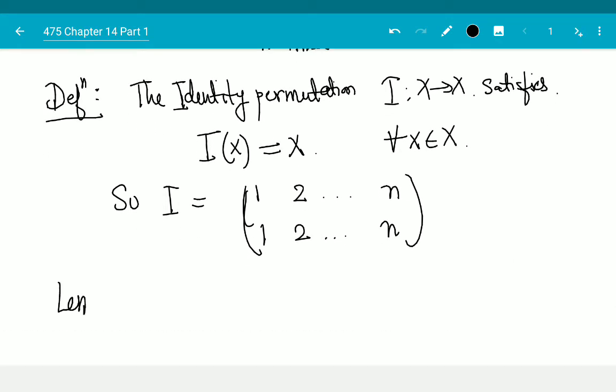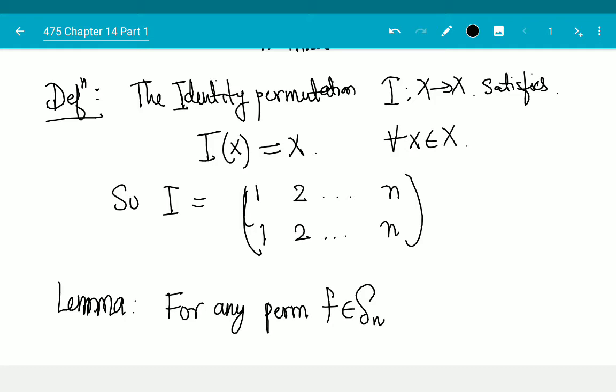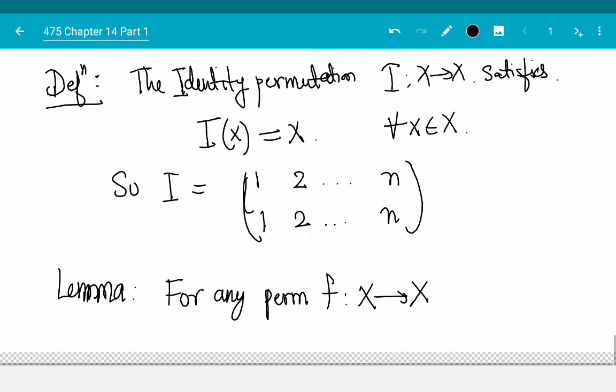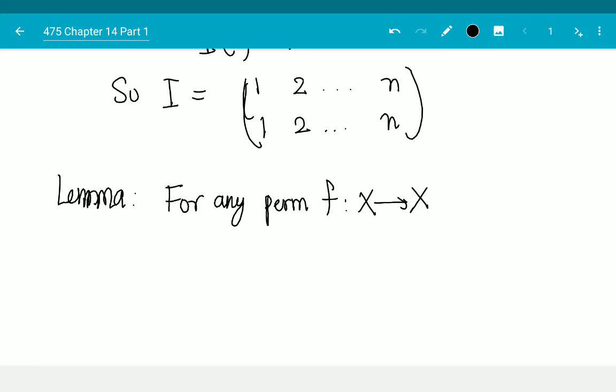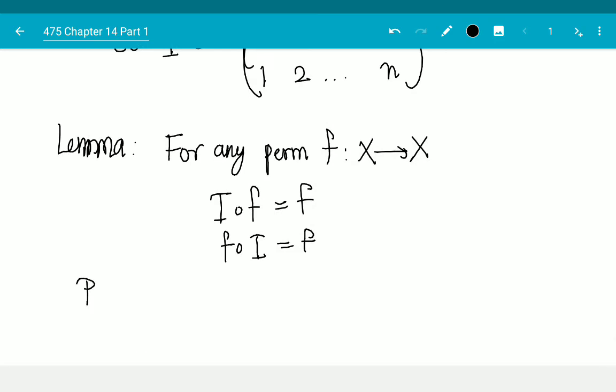Lemma. For any permutation f belonging to Sn, well, f from X to X, since I'm only working with one set, I composed f is equal to f, and f composed I is equal to f. Easy peasy. What is the proof?